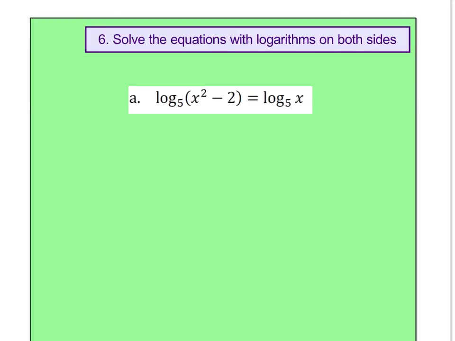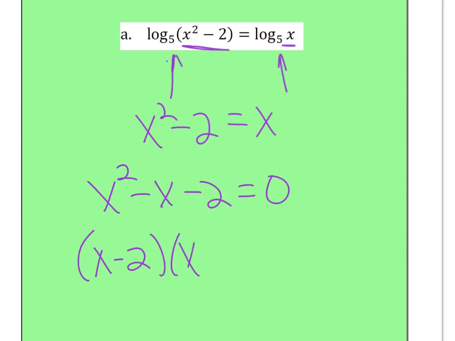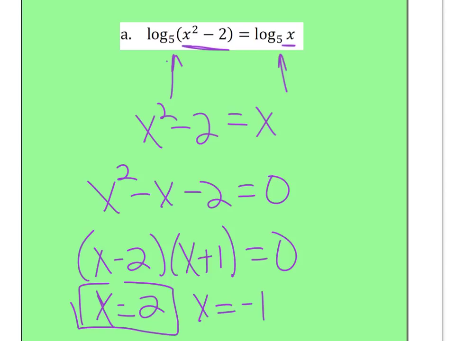So take a look here. You got logs on both sides. But the very, very nice thing is that it is the same base. So this is the equivalent of saying x squared minus 2 equals x. Now it becomes a matter of how are your algebra skills? So x minus 2, x plus 1. So x equals 2, or x equals negative 1. I'm going to say that x equals 2 is probably my answer, because x has got to be bigger than 0.